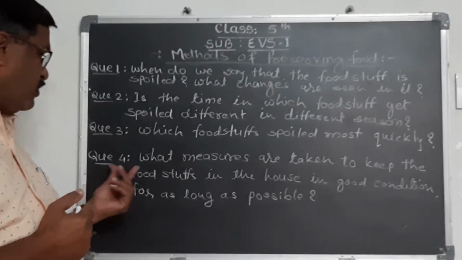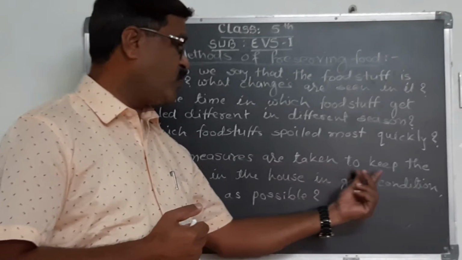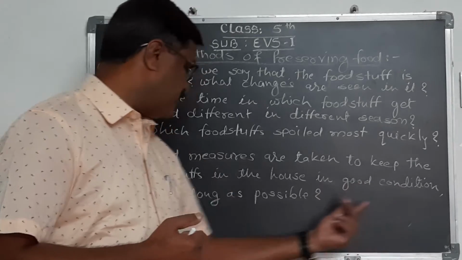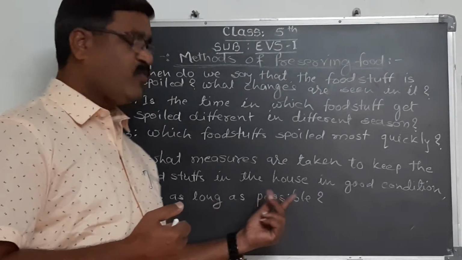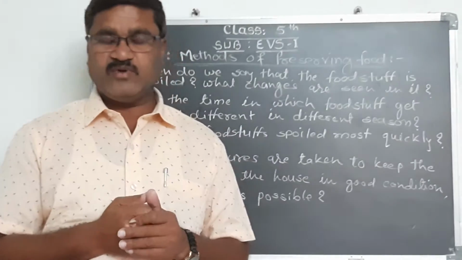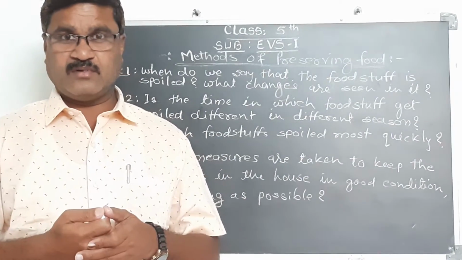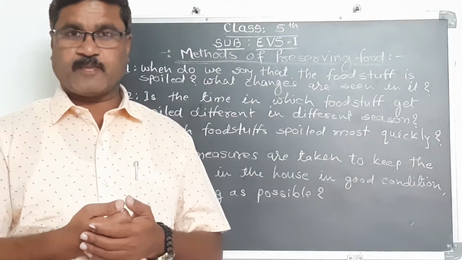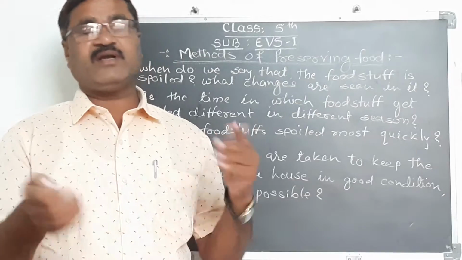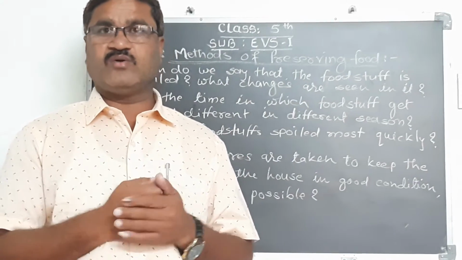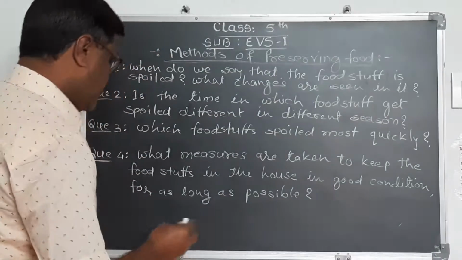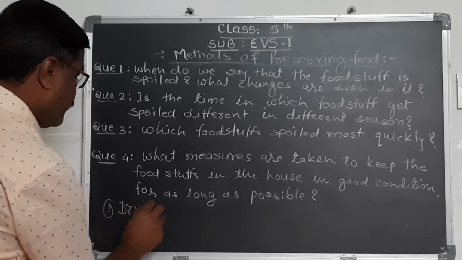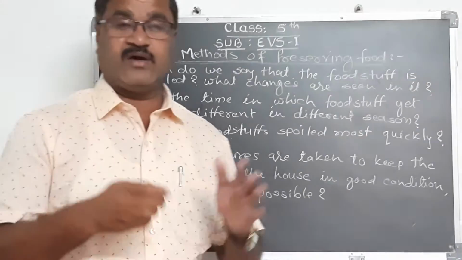And question number 4: what measures are taken to keep the foodstuffs in the house in good condition for as long as possible? Which type of measures do we use to prevent the food materials from spoiling? So there are different types of methods we use in our house. First of all, the first measure is drying. Drying means what? Vadavne.